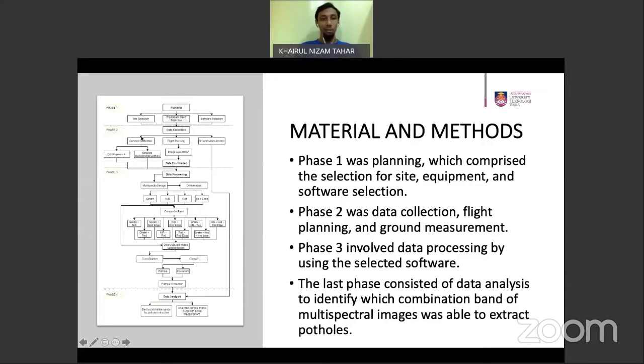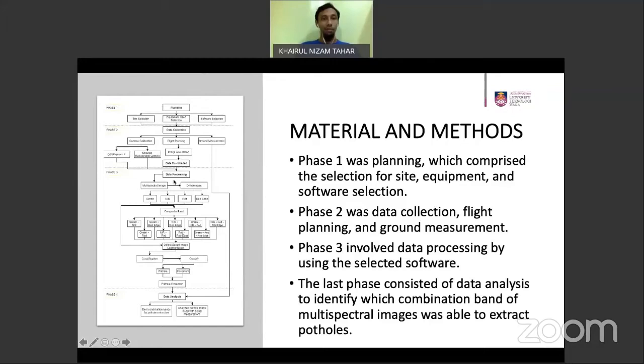First is the camera calibration. We perform the DJI Phantom 4 camera calibration using self-calibration, and then we use the grids to perform the camera calibration. For the multispectral camera, we also perform the radiometric corrections, and we use the reflectance calibration grids. And then the flight planning is used to plan during the data capture. So we find the altitudes and the scale during the data acquisition, and then the ground measurements. Ground measurements means this is the data validation.